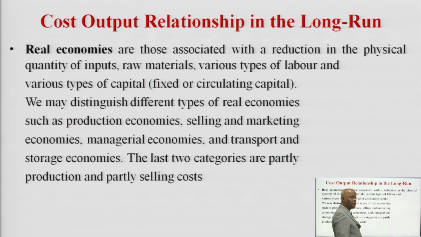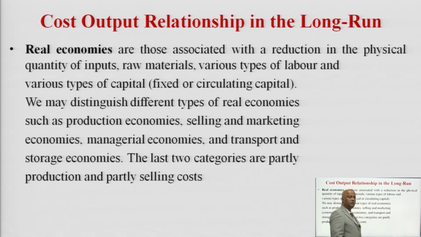And there are two types of economies of scale which happen. One is called real economies of scale, and the other is known as pecuniary economies of scale. What is the difference between these two? Now, real economies of scale is always targeting the reduction in quantity, that means the physical quantity.